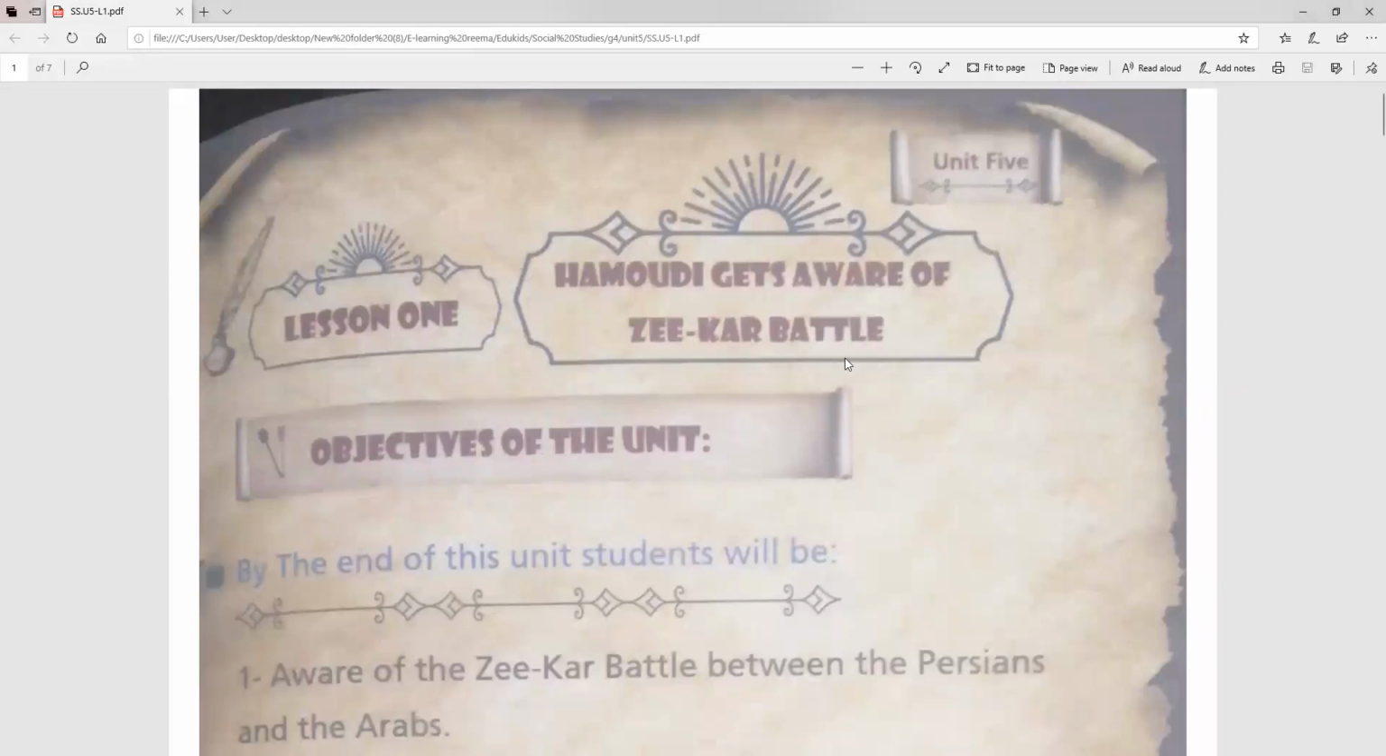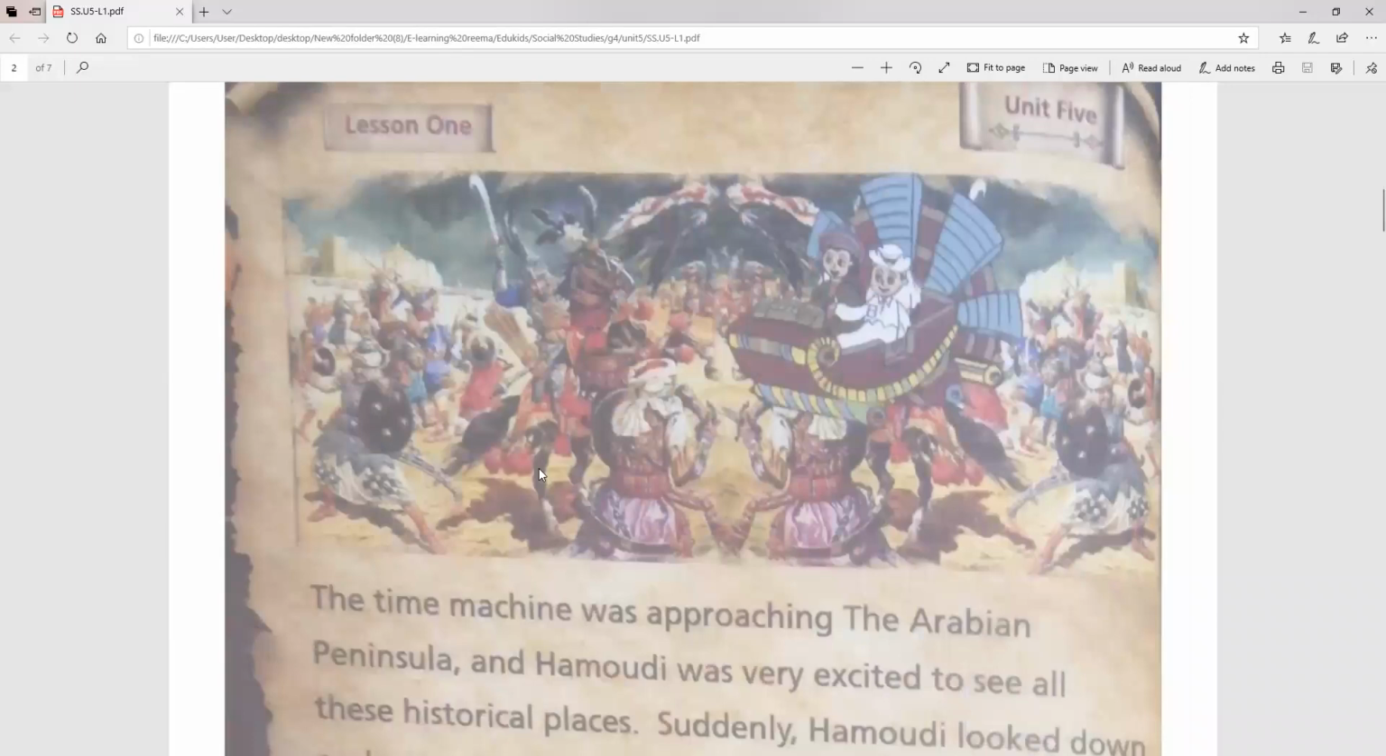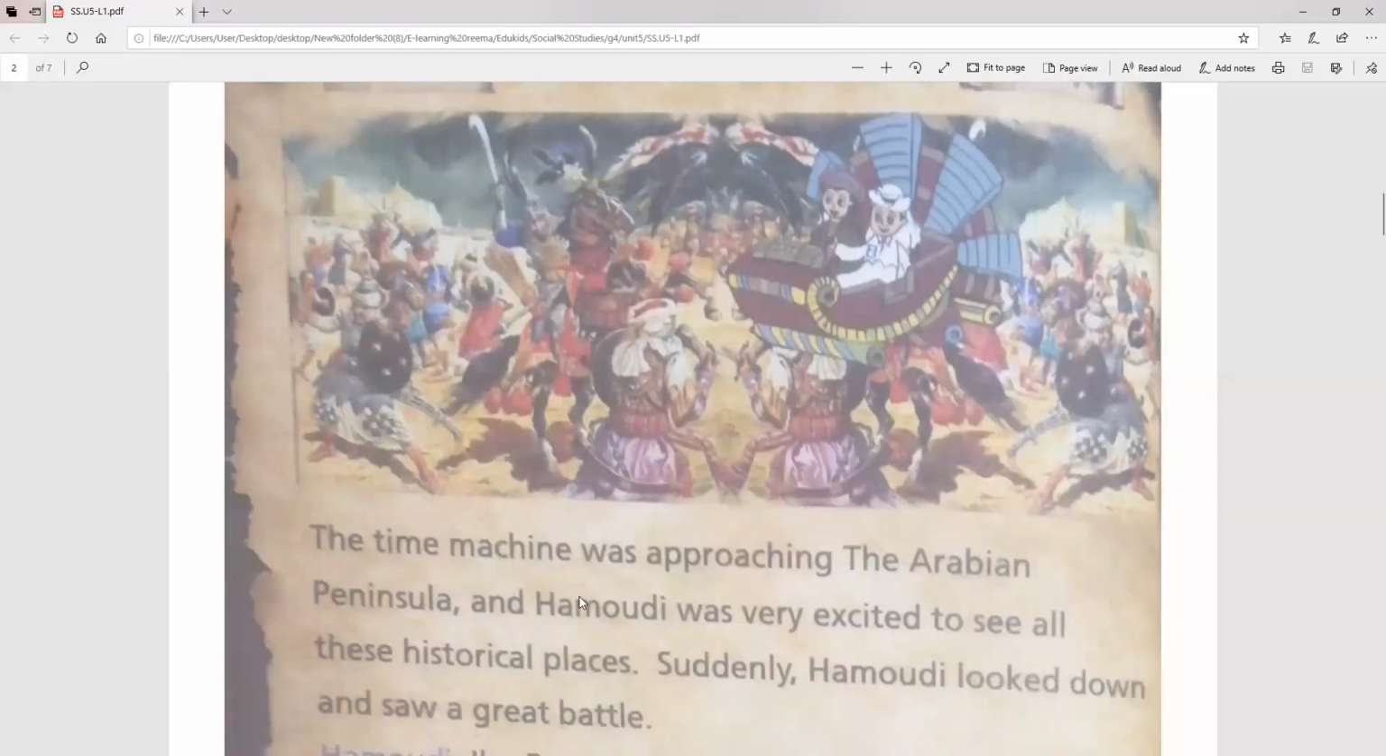Hamoudi is aware of the Dhi Qar battle. Today we'll talk about a battle. Before Islam, it was the Dhi Qar battle. The battle happened at the beginning of the 7th century, between the Arabs and the Persians.